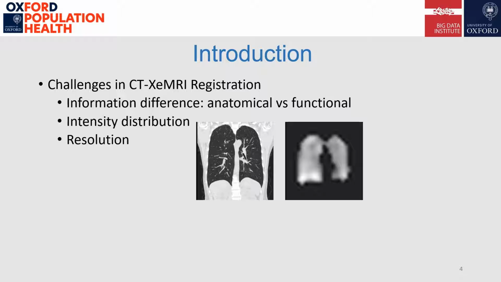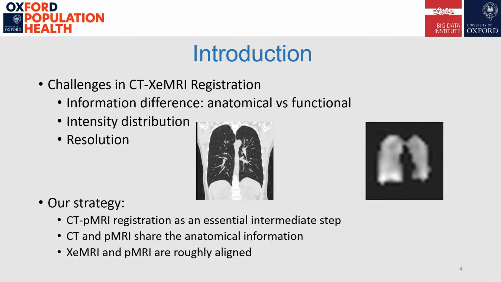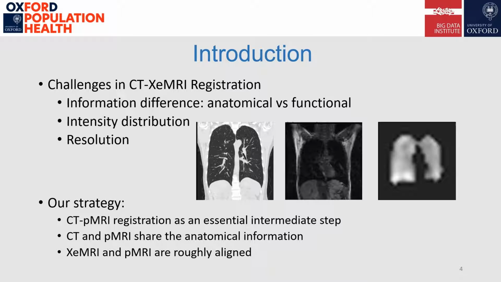To address this, we use CT and proton MRI registration as an intermediate step. Since CT and proton MRI share anatomical information, and moreover, xenon MRI and proton MRI are roughly aligned because they are obtained in the same session, although during different breath-holds. Successful CT and proton MRI registration can thus facilitate CT and xenon MRI alignment, as shown in this example.